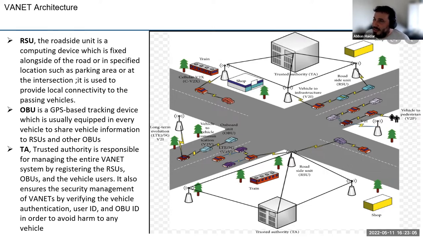Let's say the distance between vehicle A and vehicle B is 5 meters. If it broadcasts that it is 10 meters, that can cause a real threat there.